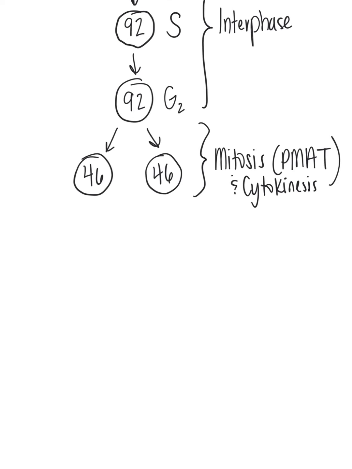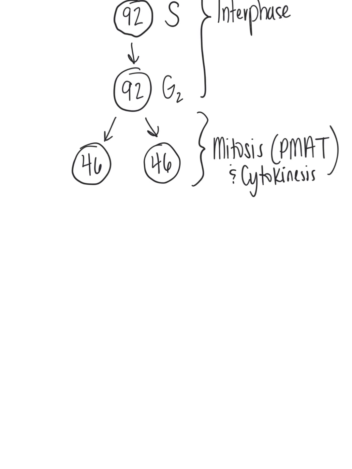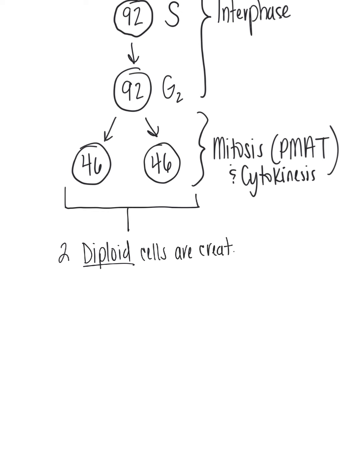Now let's talk about a new word that we have not used before. The new word is diploid. So I'm going to put these cells in a bracket. Two diploid cells are created from the process of mitosis.